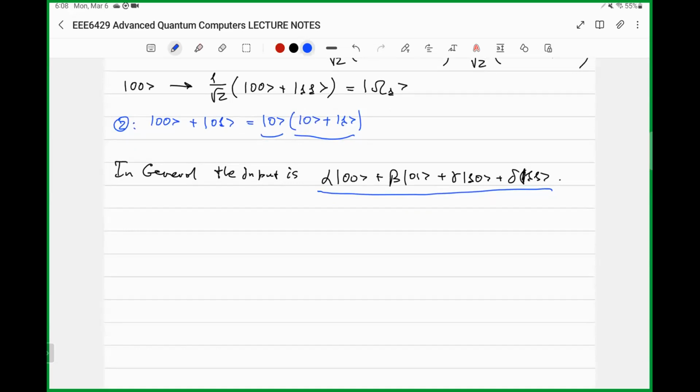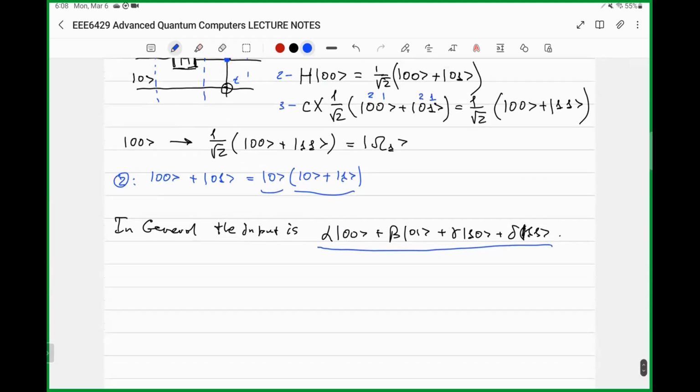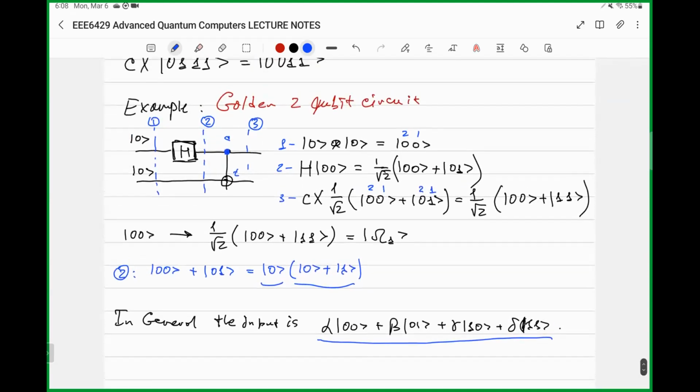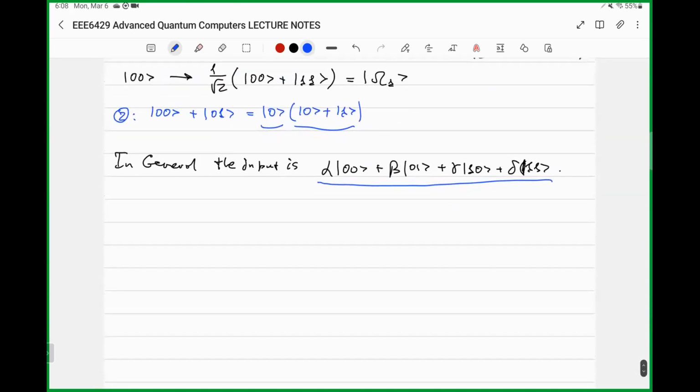So your circuit does the operations on all the states simultaneously. This is quantum parallelism. It's very important to understand this.